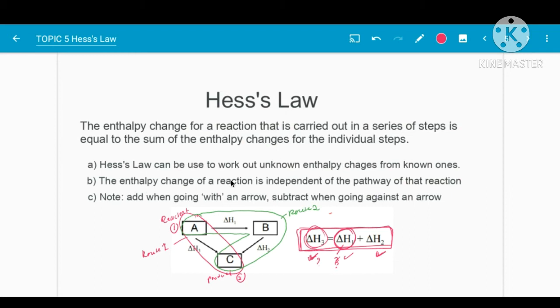Second, the enthalpy change of a reaction is independent of the pathway of the reaction. The sign of the enthalpy change depends on the arrow. Add when going with an arrow, subtract when going against an arrow. As an example.